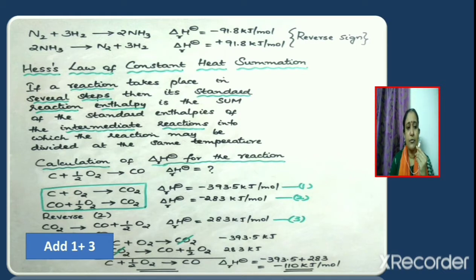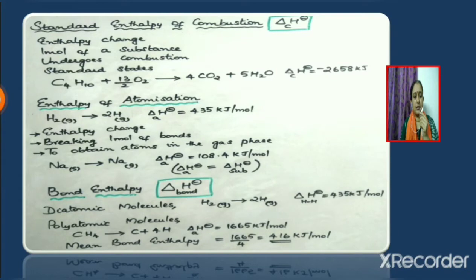So for the final equation, that is C + 1/2 O2 giving CO, standard enthalpy of reaction can be obtained by adding the reaction enthalpies of equations 1 and 3. So we have to add -393.5 and 283. Now when we add these two values, we get standard enthalpy of reaction as equal to -110 kJ/mol.